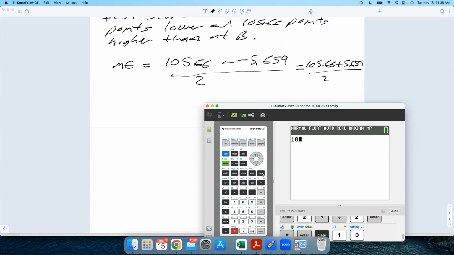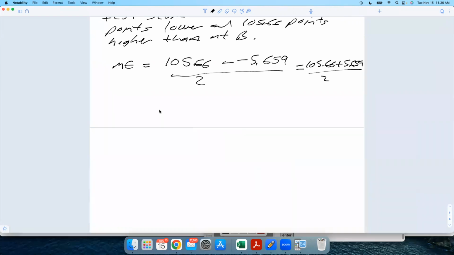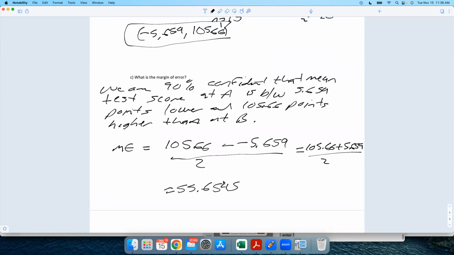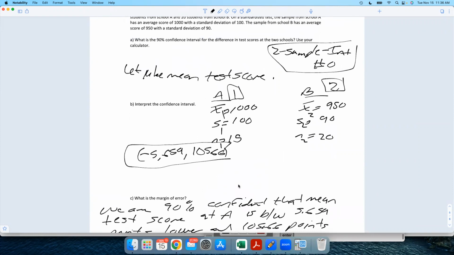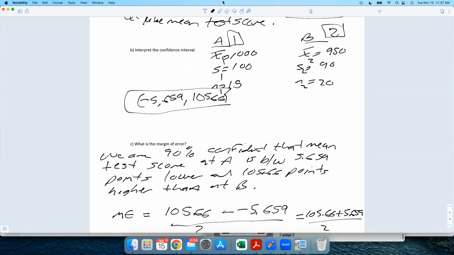Okay, something went wrong there. Let me type this real quick again. 105.66 plus 5.659 divided by, there we go, 2. So we get this big gigantic margin of error, 55.6545. It's not percent. We don't tack anything onto it. If we want units, it's the same units as our mean, so it would be IQ points or a test score. Okay, that's a good place to stop.